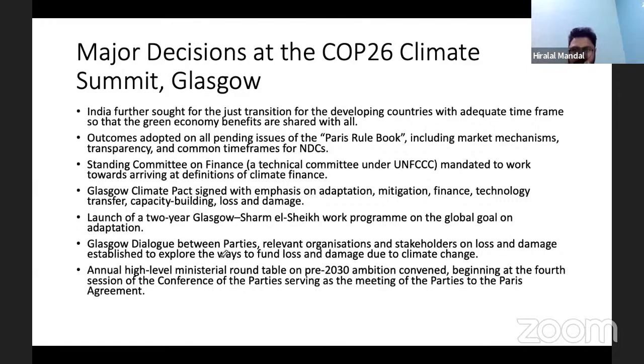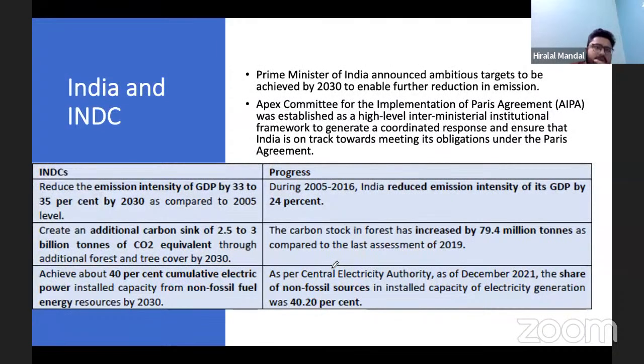Under this one, a 2-year Glasgow Sharm el-Sheikh work program on the global level of adoption has been adopted. There was a Glasgow dialogue between parties. There was also a pre-2030 ambition convened to achieve some of the objectives under the Glasgow summit. We have already covered this one, so I would not like to repeat it. Now this is India's intended nationally determined contribution. India has already set this up under the Paris Agreement.